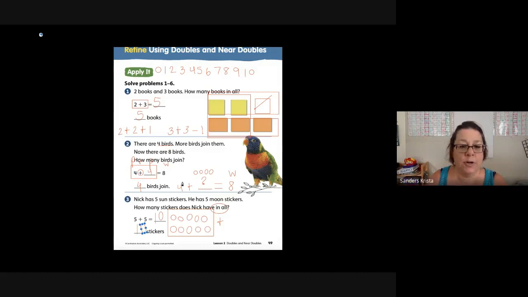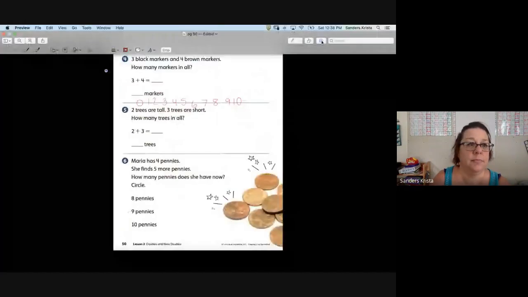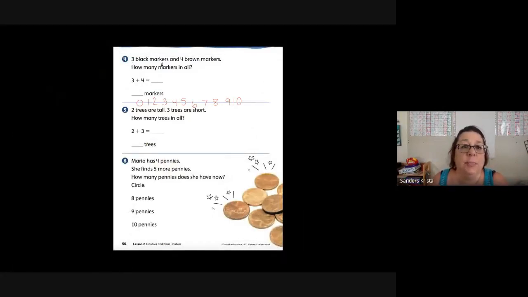Let's move over to page 50. And then grab our pen. All right. So number 4 says 3 black markers and 4 brown markers. Ooh, I have 3 and 4. How many markers in all? That means I want to put those two together. Remember that my numbers 3 and 4 are near numbers. So they are right next to each other on the number line.